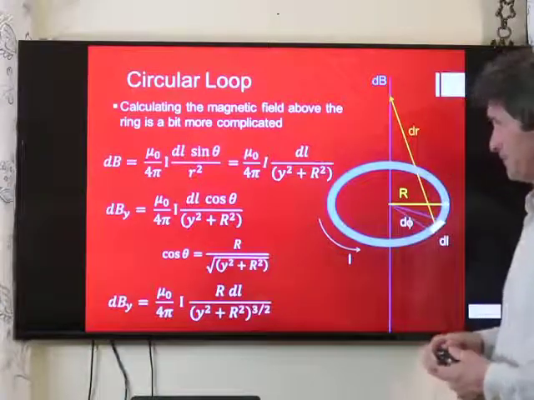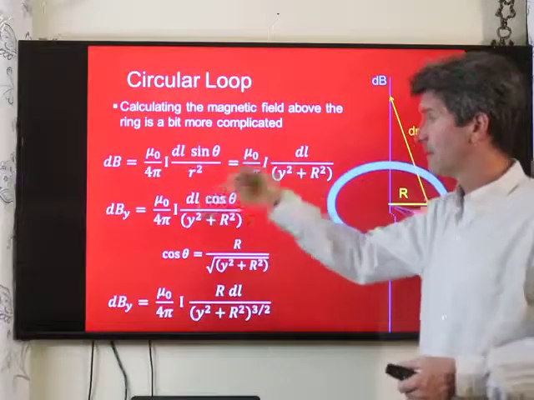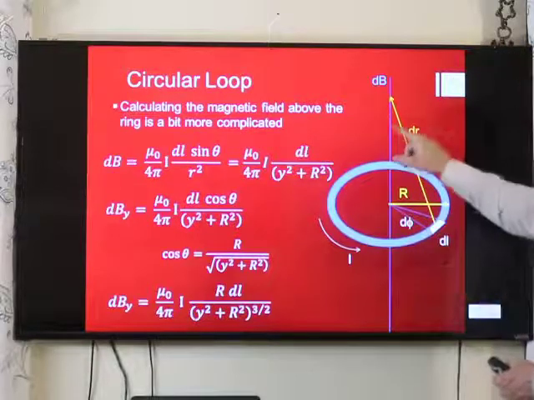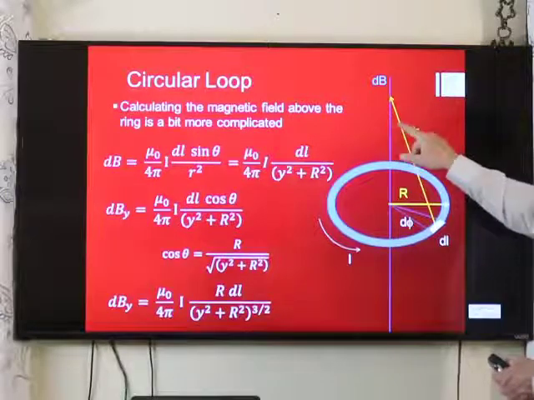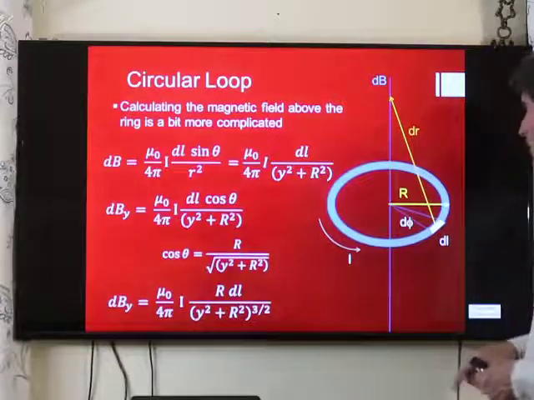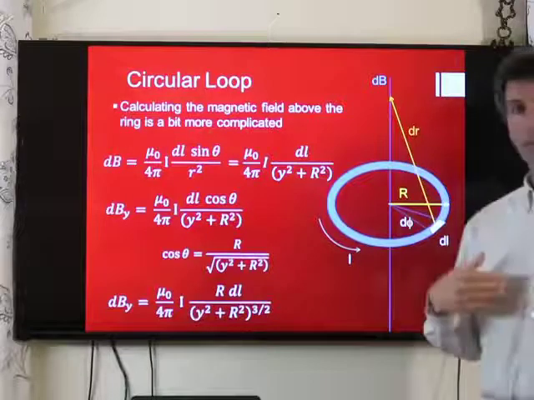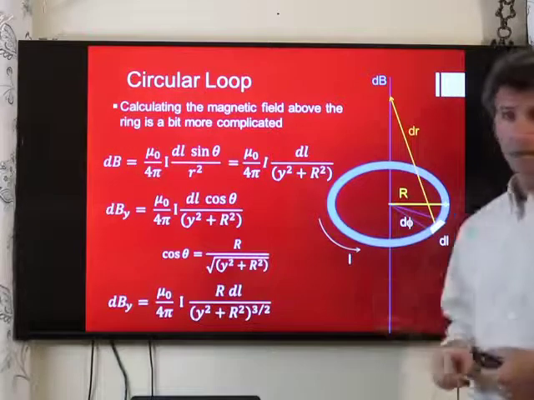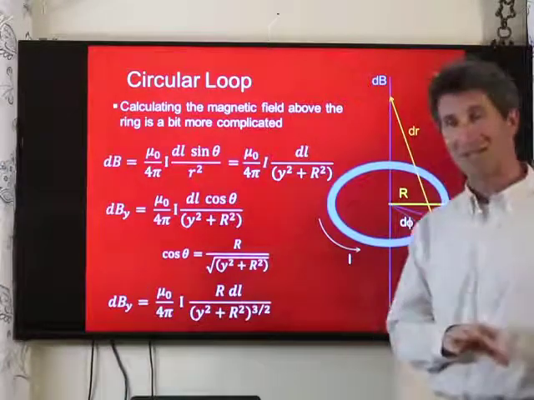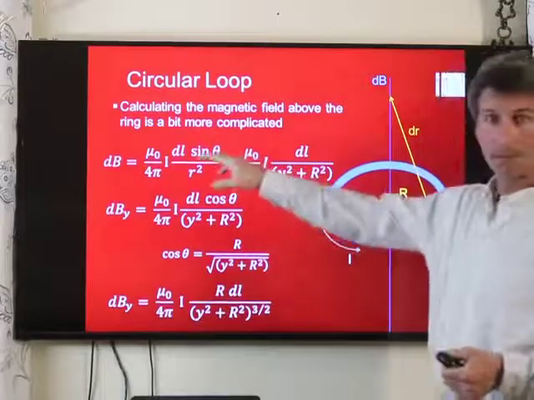So here, dBy is going to be dB times cosine theta. Theta represents this angle right here between this vector and the y direction. So the y component is going to go by dB sine of that particular angle. I'm sorry, cosine of that particular angle. I'm still used to the sine. So this sine has disappeared.